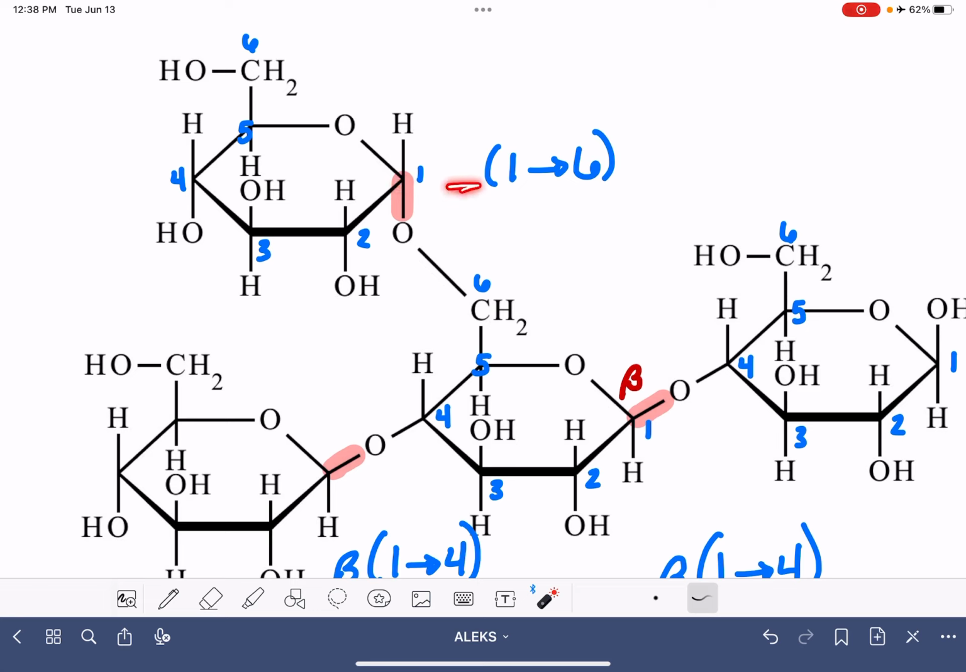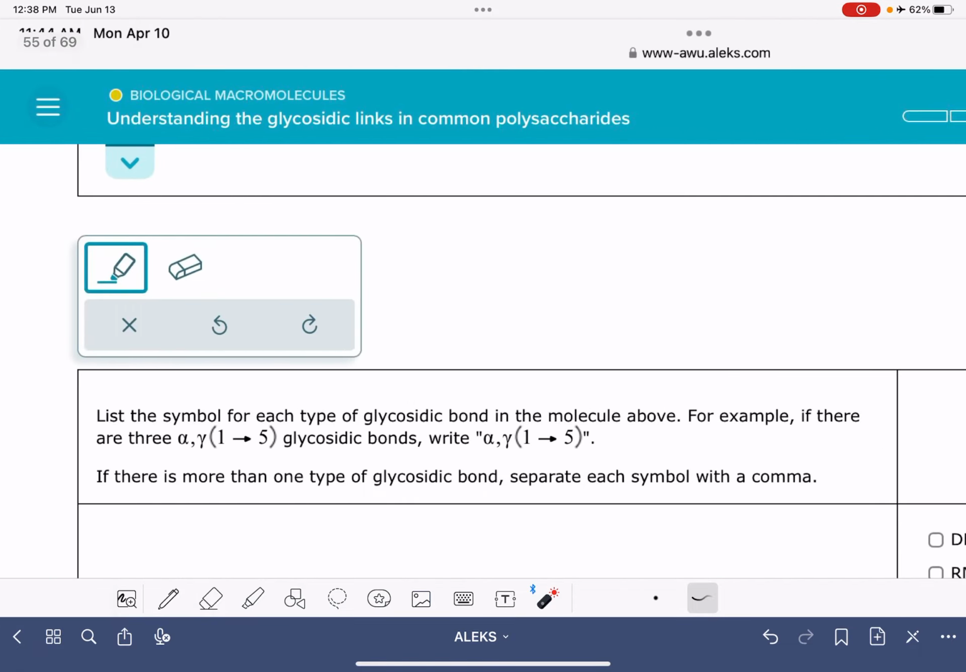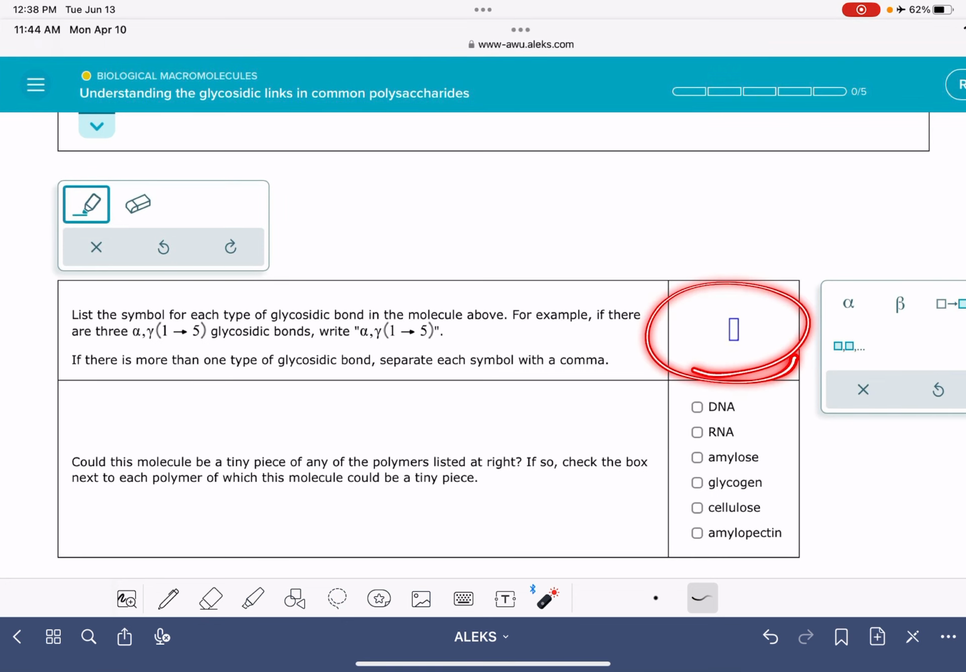For the symbol out front, we have to determine whether either of these carbons were anomeric. An anomeric carbon is the carbon on the right-hand point of the ring. So this was an anomeric carbon, and its oxygen is sticking down, which means that it was an alpha carbon. This is not an anomeric carbon. It is not located on the right-hand point of its ring. So this is an alpha 1,6 glycosidic bond, and that we would put in this space right here.